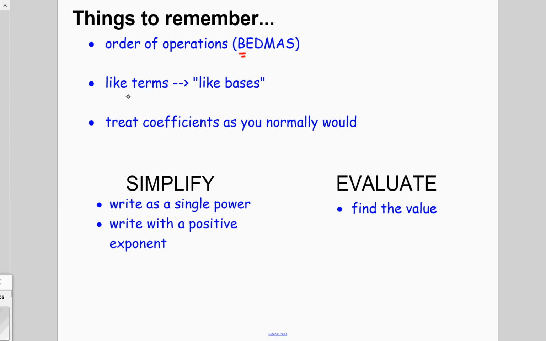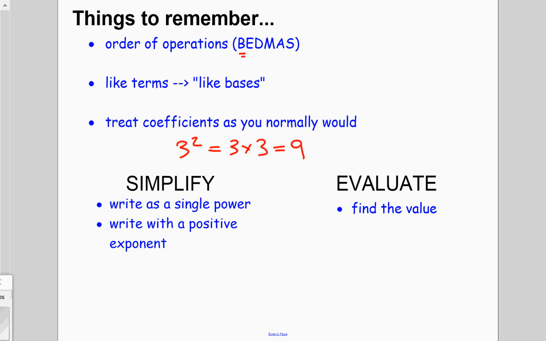Anytime we talk about like bases, just think of it the same way as like terms. There is no rule for combining exponents that don't have the same base, just like you can't add x plus y. Coefficients, so the numbers in front of these variables that we're going to be practicing with, treat them as you normally would. So 3 squared is not 3 times 2. 3 squared is 3 to the power of 2, or 3 times 3, and that actually equals 9. So although the power of a power rule talks about multiplying, don't do that unless you have 2 exponents.